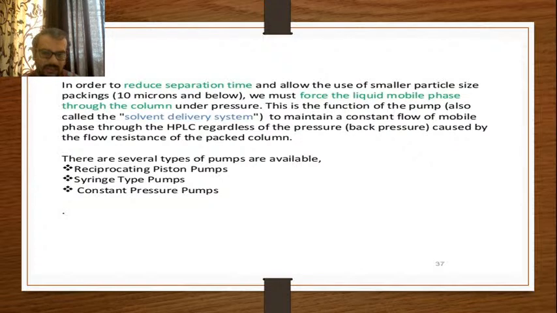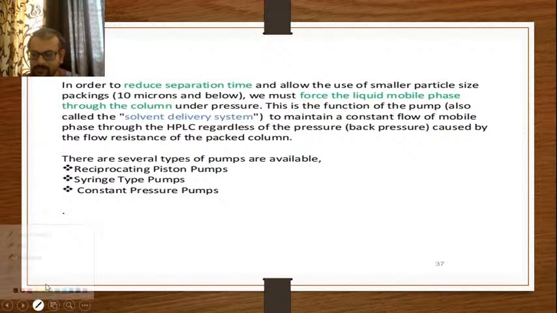In order to reduce the separation time, as we all know, the gravitational forces and the flow of the mobile phase through the stationary phase will not result in the appropriate resolution in terms of timing, because it requires a tremendous amount of time to separate when we leave it to gravitational forces. So we must force the liquid mobile phase through the column under pressure. This is the function of the pump. Pump is there to force the mobile phase inside the column. It is also called the solvent delivery system.